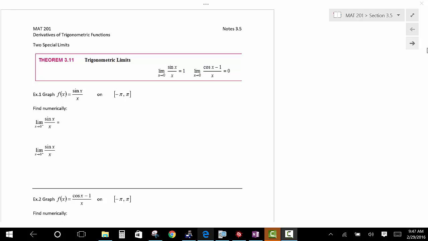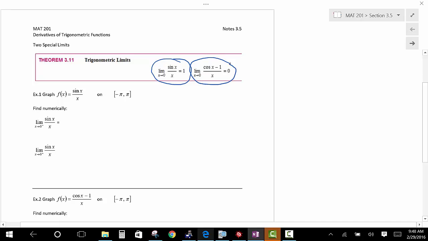Look at a couple of limits, and we're going to look at this graphically a little bit, so you want to get your calculator out. Then I'm going to talk through a more formal derivation of these two things. What I'm going to try to show you is why this limit is equal to 1 and why this limit is equal to 0.